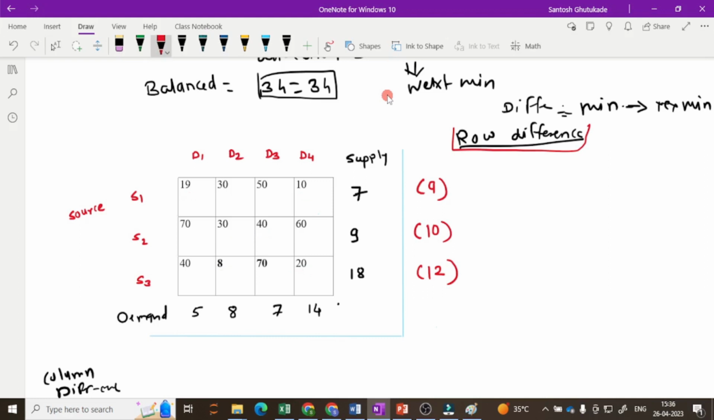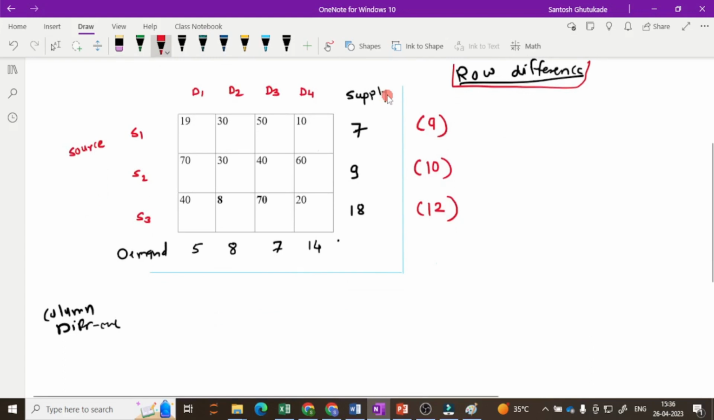Similarly, we will calculate the penalty for the columns also. In the first column, 19 is the minimum and 40 is the next minimum, so the penalty is 21. In the second column, 8 is the minimum and 30 is the next minimum, so 22 is the penalty. In the third column, 40 and 50, so 10 is the penalty. And in the fourth column, 10 and 20, so 10 is the penalty.